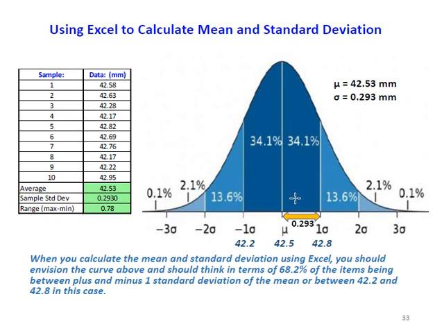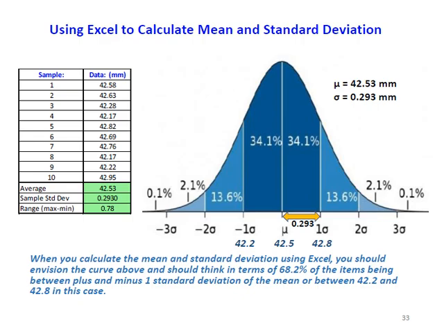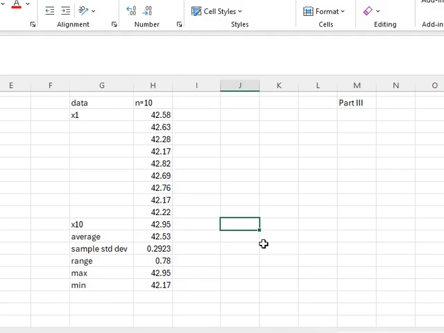So you should envision the curve above, and then you should think in terms of 68.2% of the items being between plus and minus 1 standard deviation of the mean, or between 42.2 and 42.8, in this case. So here 42.2 to 42.8 is going to have this area under the curve, and that is 68.2% out of your 100 items. So meaning 68.2% of these 10 points is going to be right in there. So if you calculate how many points out of 10, you can do it in Excel like this. So 68.2%.